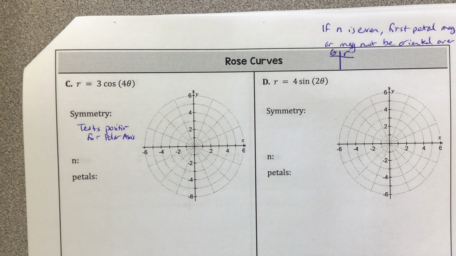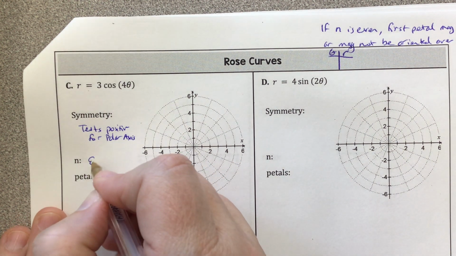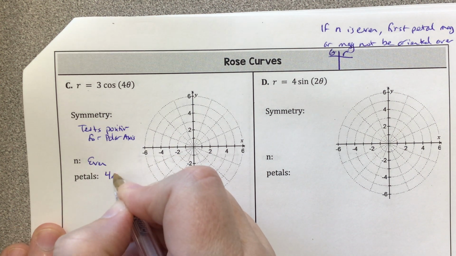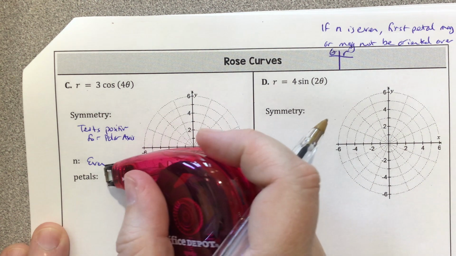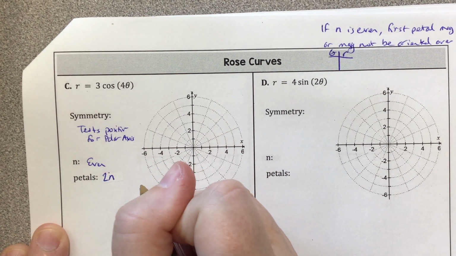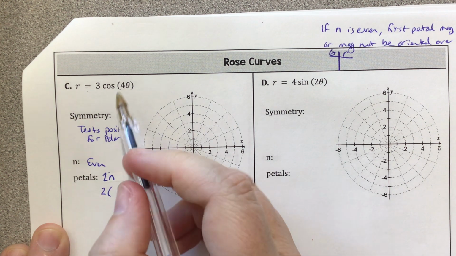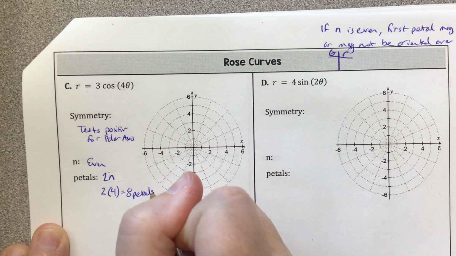It may have other symmetries by the time we are done. Let's work on graphing here. So I'm going to think if n is even, then we should have 2n petals, or 2 times my n value, which is 4. We should have 8 petals.